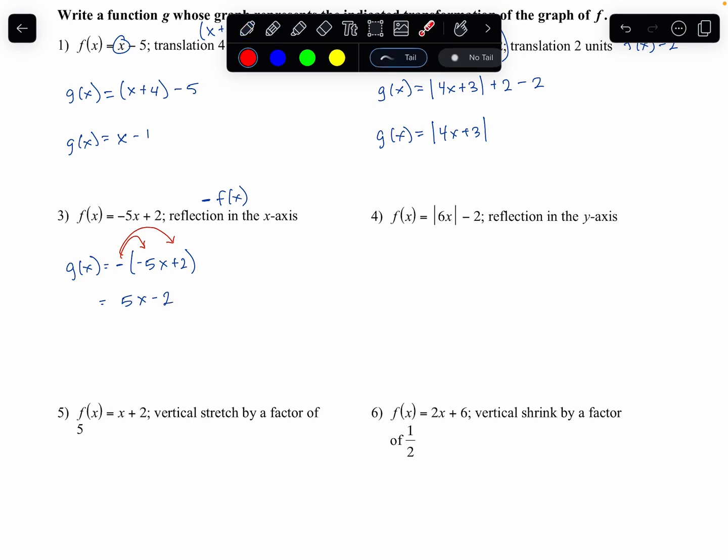A common mistake is that people don't write the parentheses right here when they're multiplying by a negative, and therefore they forget to distribute, which means this one will change signs, but then they forget to change the sign on this one. So watch out for that.